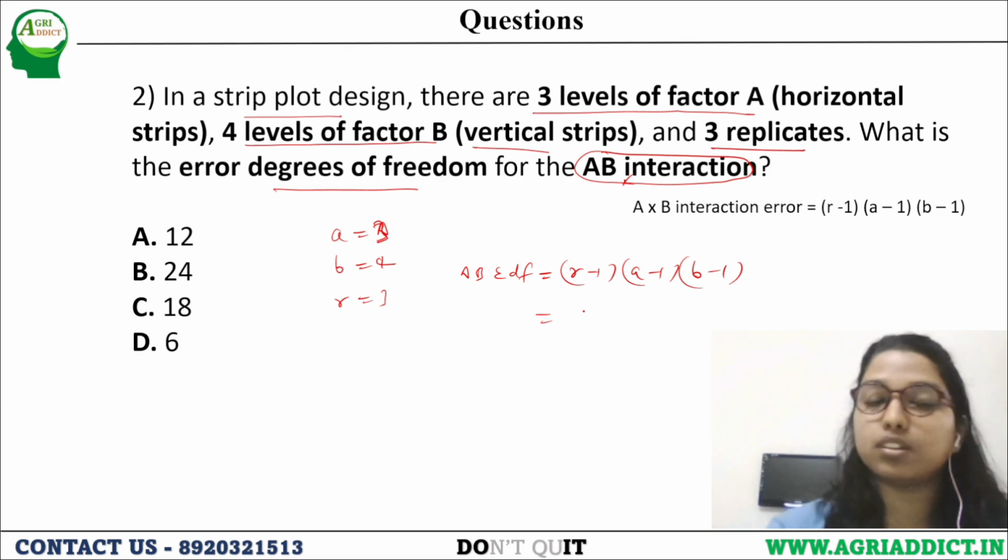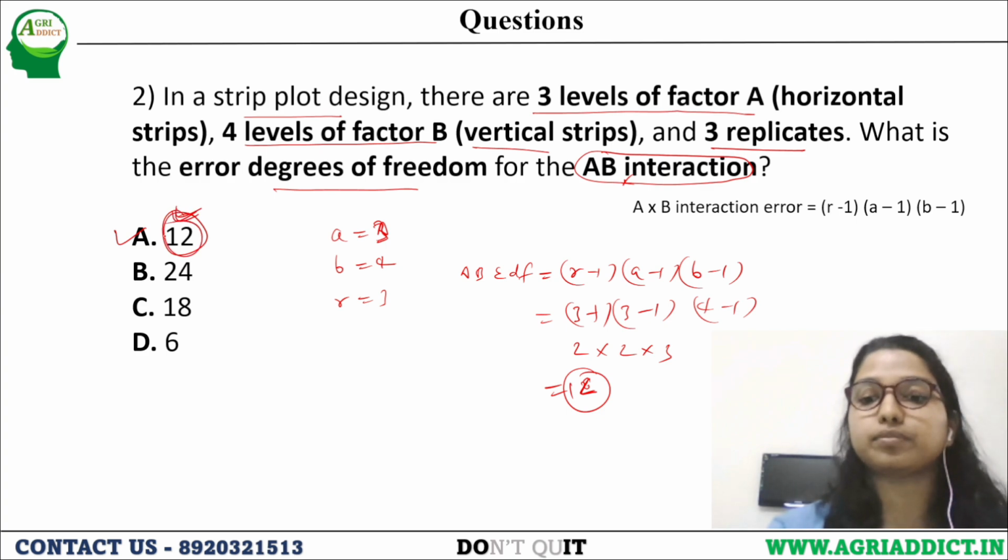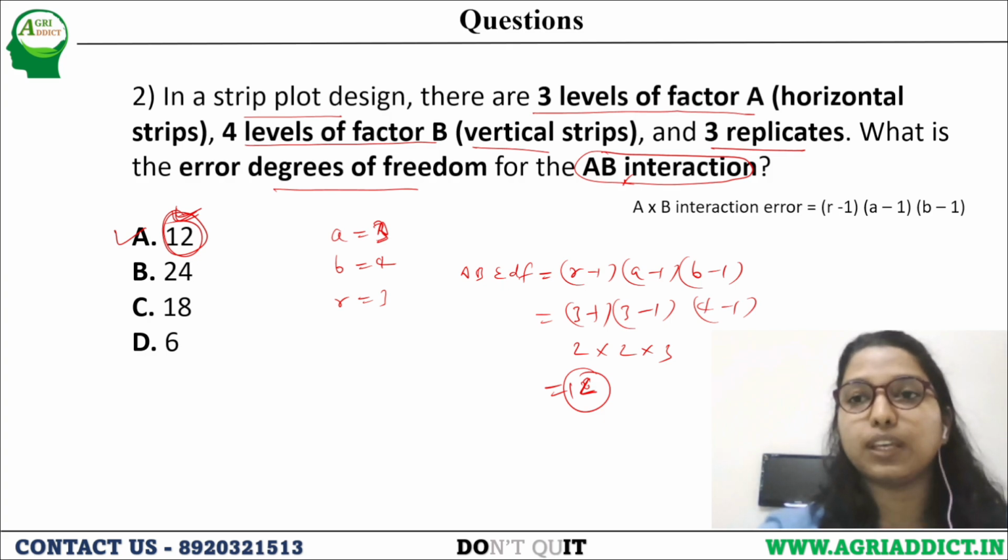So we just have to put the values: 3 minus 1, 3 minus 1, and then 4 minus 1. So it will be 2 into 2 into 3. 4 3s are 12. Okay. So option A is the correct answer, which is 12. I hope you understand. This is what they'll simply ask. They'll not go into deeper concepts or like that. They'll ask simply because it is a multiple choice question. They'll not give a lengthy question in that. So this is how they will ask.